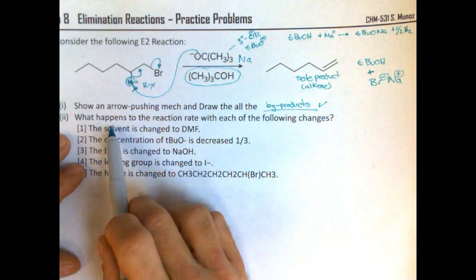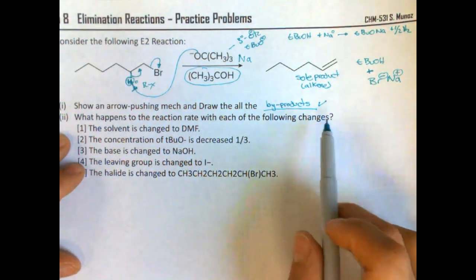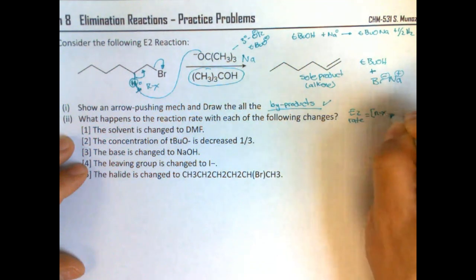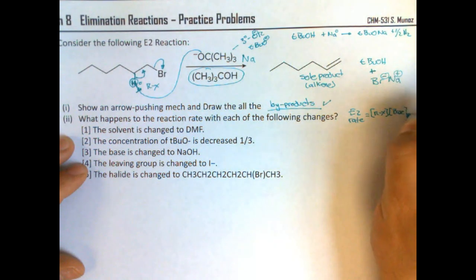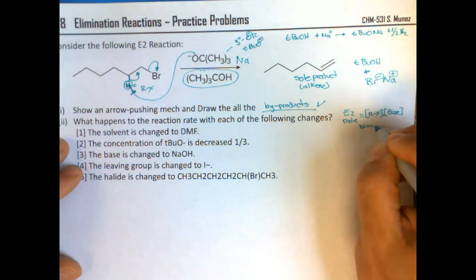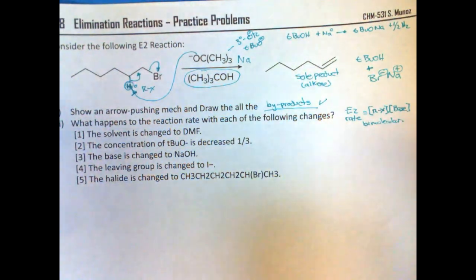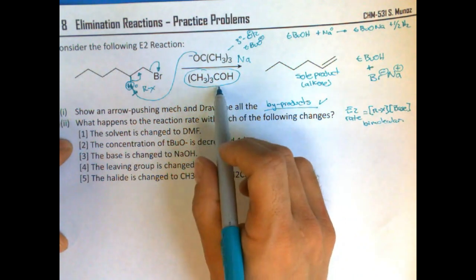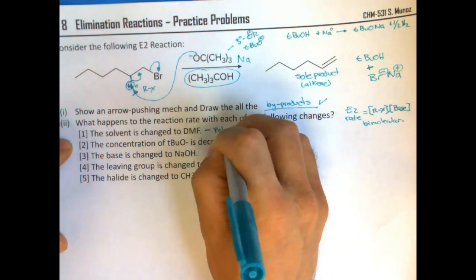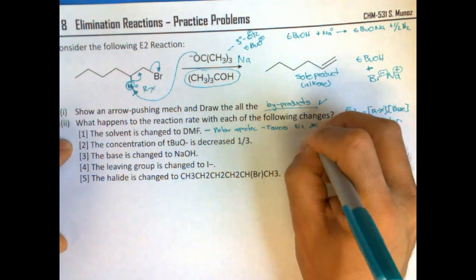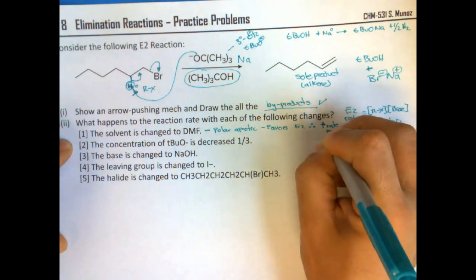And now it's asking us to describe what happens to the reaction rate if we perform some changes. First of all, let's recall for an E2, the rate is equal to the concentration of alkyl halide and the concentration of the base. So it's bimolecular. Two species are involved in the rate determining step. Okay, so if the solvent is changed to DMF instead of t-butanol, DMF is polar aprotic, and this favors E2, so we can say that the rate increases.